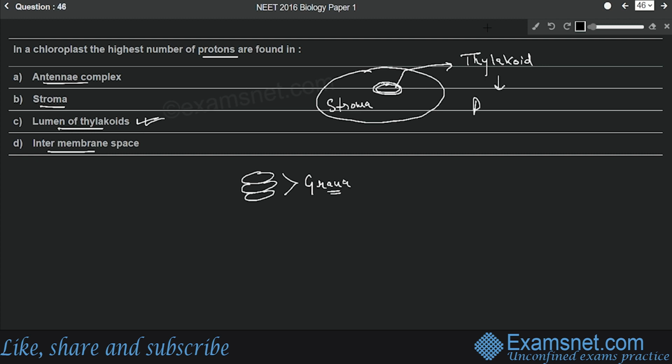Now what is this made up of? This thylakoid is composed of protein and lipid. And what is the importance of thylakoid? It is the site of photochemical reactions during photosynthesis, right? So what happens during photosynthesis? The protons are accumulated inside the thylakoid, that means in the lumen of the thylakoid. Therefore option C will be the correct answer.